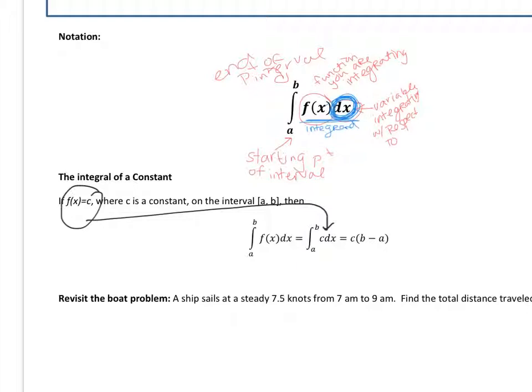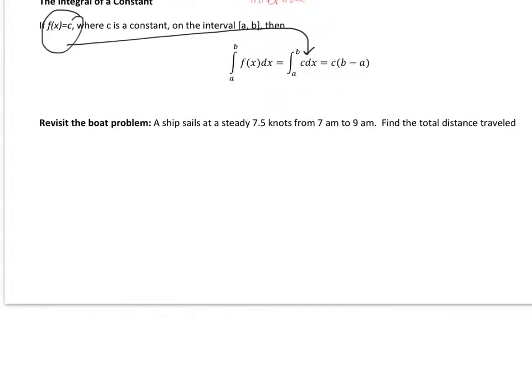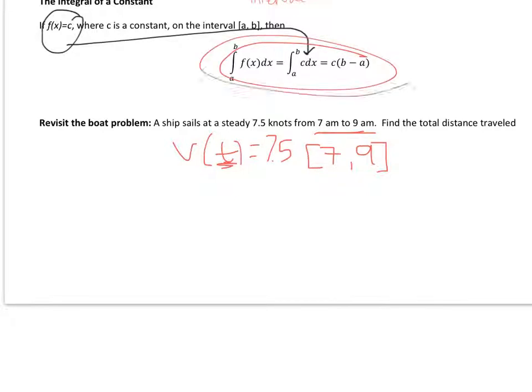So we are going to use this new rule to re-investigate that ship problem I gave you guys last class. A ship sails at a steady rate of 7.5 knots from 7 a.m. to 9 a.m. So that's going to be my interval. And my function, in this case, is velocity with respect to time, because velocity is always with respect to time, and it is equal to 7.5.